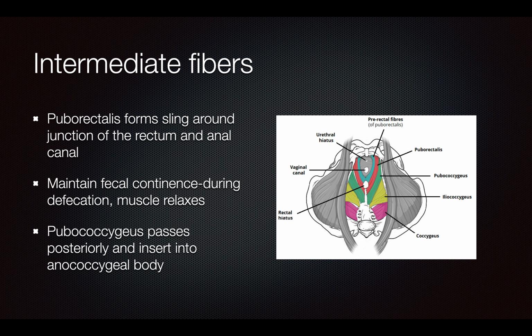The intermediate fibers are the puborectalis, and it will form the sling around the junction of the rectum and the anal canal, and it will maintain fecal continence, and during defecation this muscle relaxes. The pubococcygeus passes posteriorly and it inserts into the anococcygeal body.